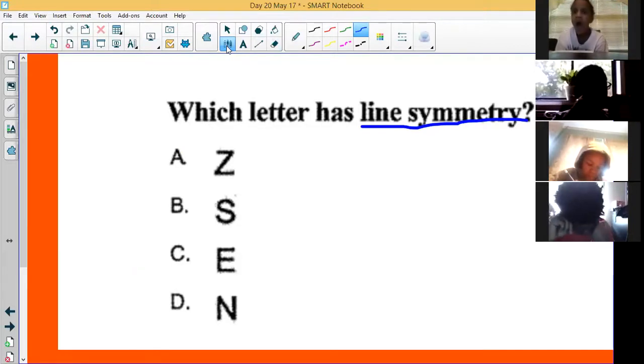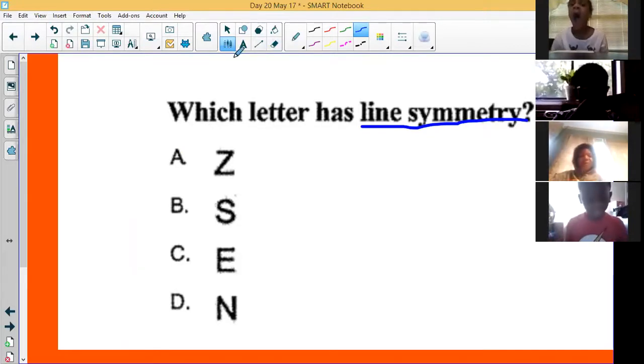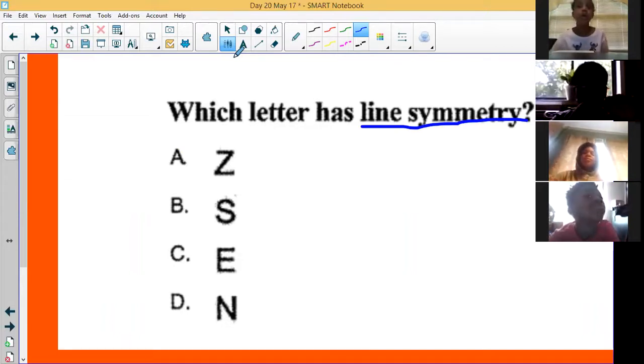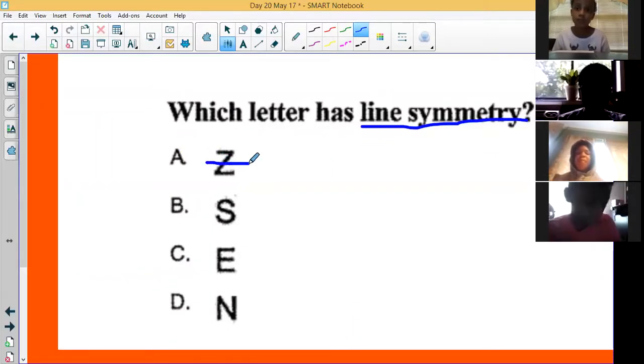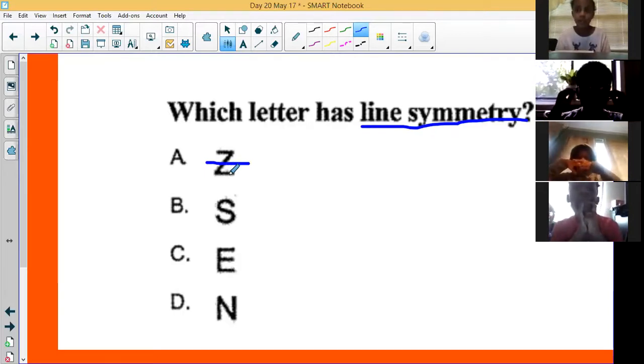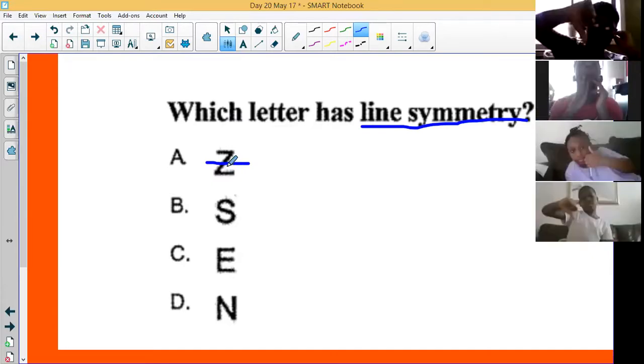All right, Nehemiah, which way did you draw your line? Unmute yourself and tell me which way you drew your line. I drew my line through the middle. Up and down, across, diagonal, which way through the middle? Across. So horizontally. All right, so everybody take a look at this one. If I were to fold that on top of that, would that be a line of symmetry? Thumbs up or down?